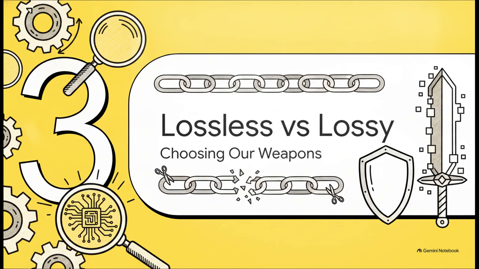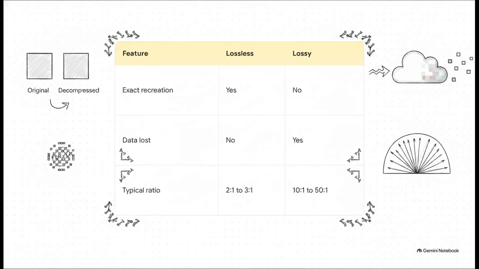Which brings us to section 3, lossless versus lossy compression, choosing our weapons. To solve this bandwidth crisis, we have to decide just how aggressive we want to be. Let's weigh what we're willing to sacrifice for the sake of space. With lossless compression, we preserve the data exactly. There is absolutely no permanent information lost. The decompressed image is a pixel-perfect recreation of the original, but the trade-off is efficiency. Lossless typically only squeezes files down to maybe a 2-to-1 or 3-to-1 ratio.